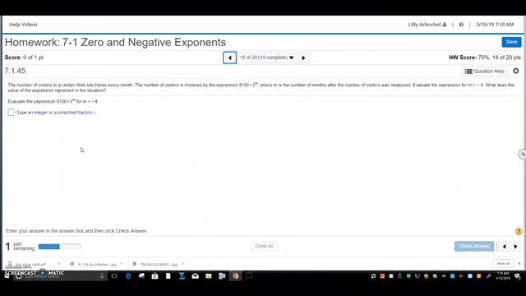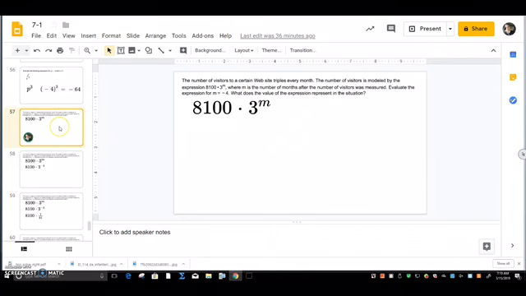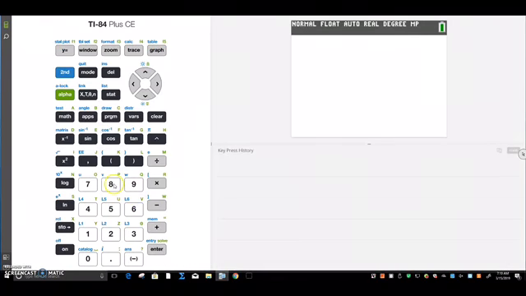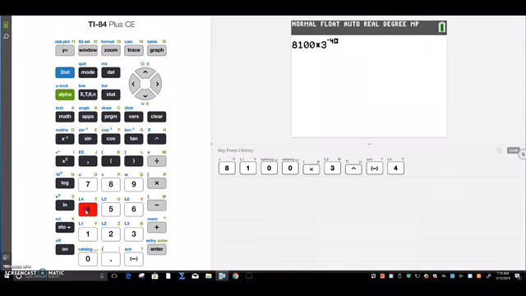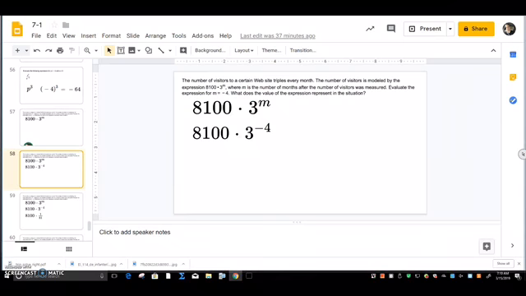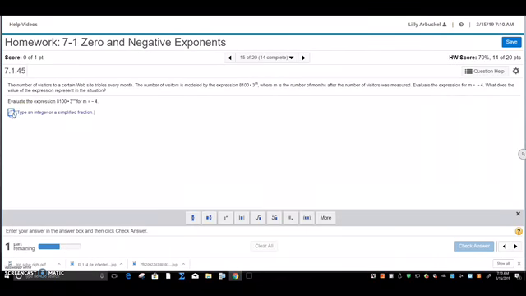So first we need to evaluate, and we can do that simply on the calculator. First, showing you what I do, I replace the m with negative 4, because m equals negative 4 and m is the exponent. Okay, so in the calculator we can do this. We can have 8,100 times 3 to the exponent of negative 4. Now I can press enter, I will get 100. So my answer would simply be 100.